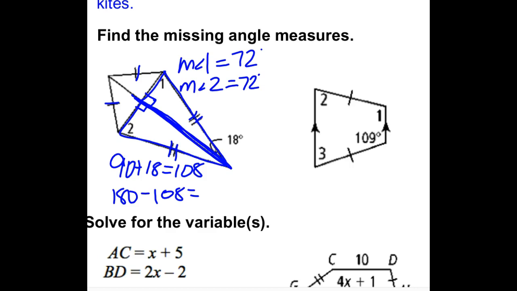So I move over to my trapezoid. I need to get measures of angle 1, 2, and 3. I'm going to have you pause it for a moment and see how many you can get without any help.